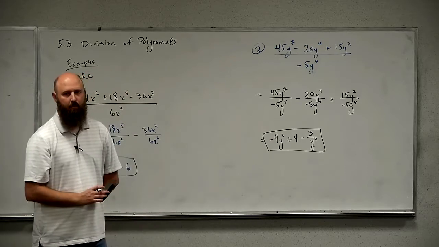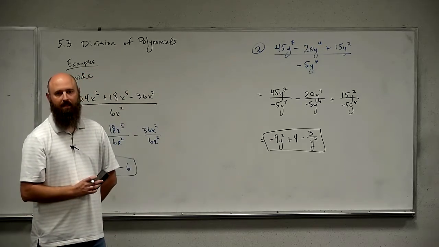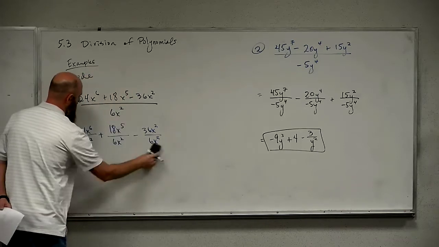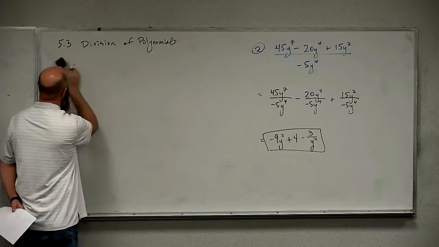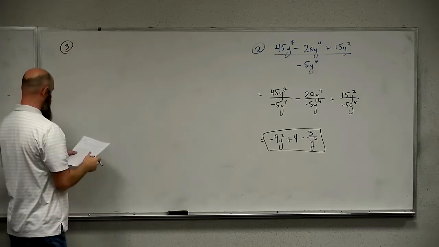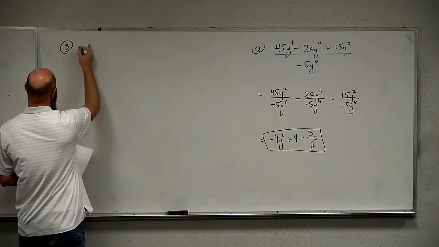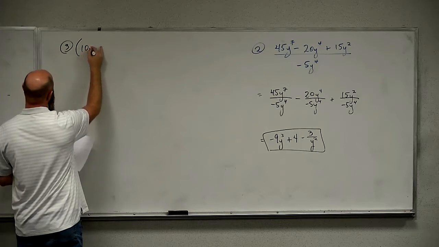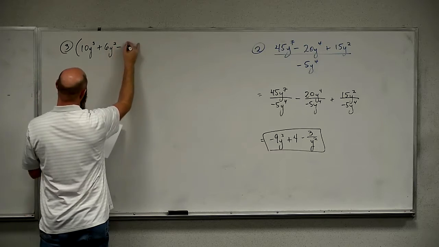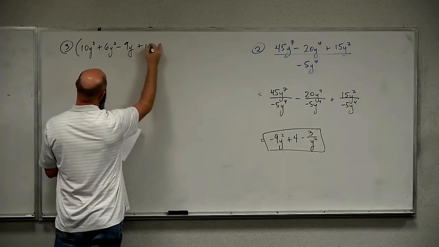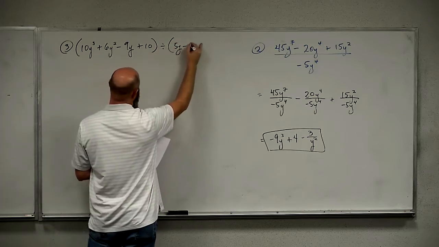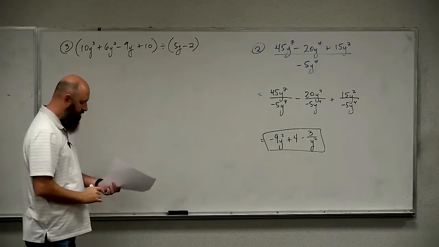We're not always going to have monomials, so let's look at how we can deal with binomials. Number 3. Now we do typically write these a little bit different. It may look like so. So 10y to the 3rd plus 6y squared minus 9y plus 10 divided by 5y minus 2. Okay.